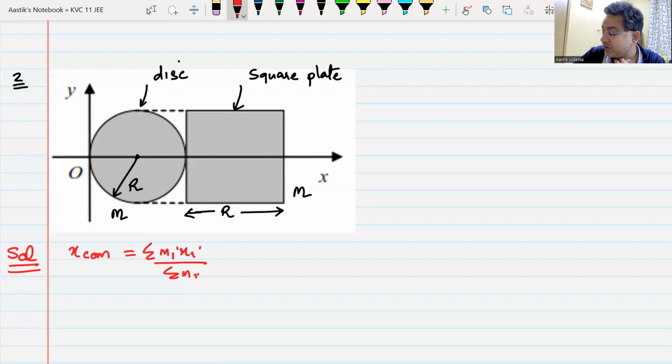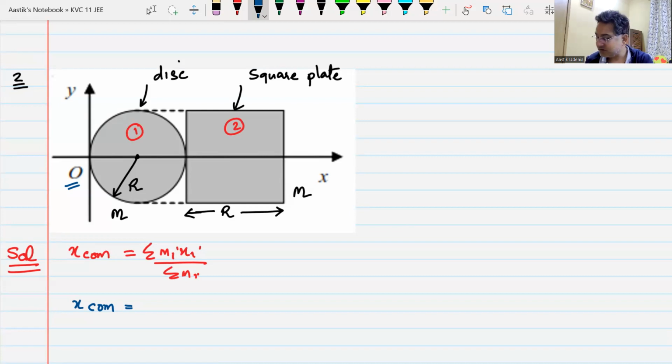If I call this as body number 1 and if I call this as body number 2, tell me what will be the answer coming? Whom should I multiply what with? Origin is here. What is the formula? No one knows it? M into 4r by 3 pi, sir. M into 4r by 3 pi.